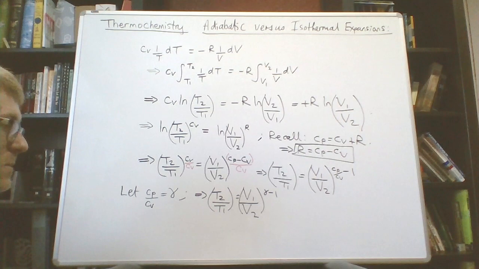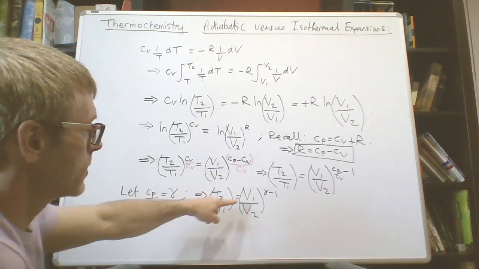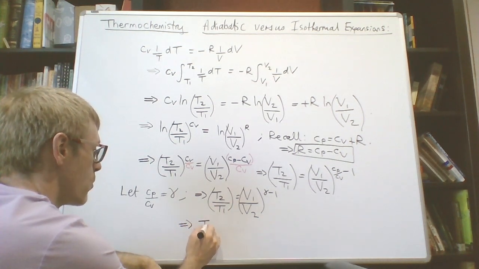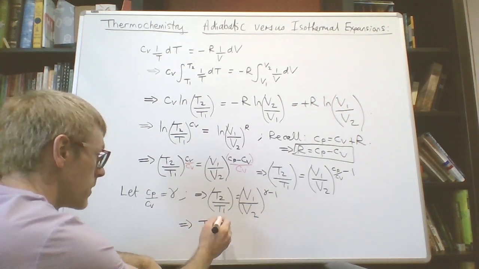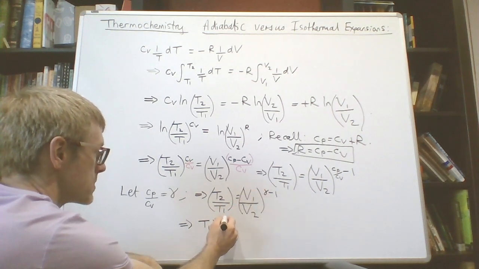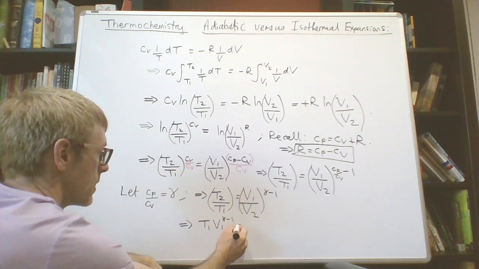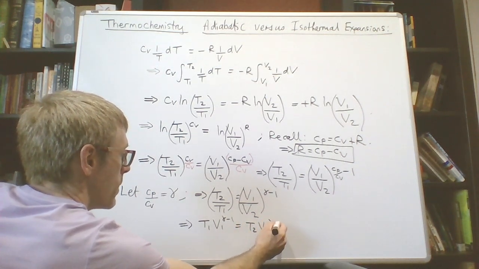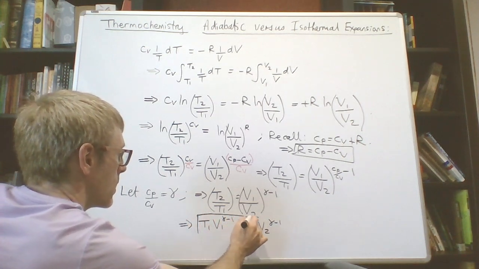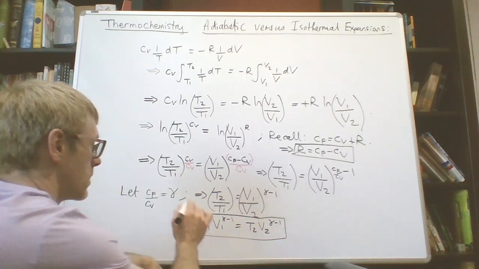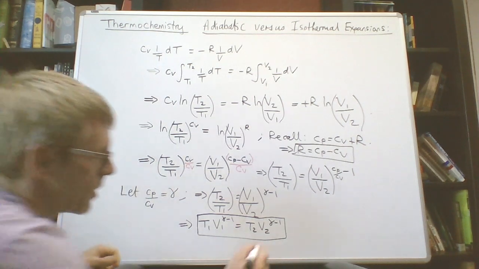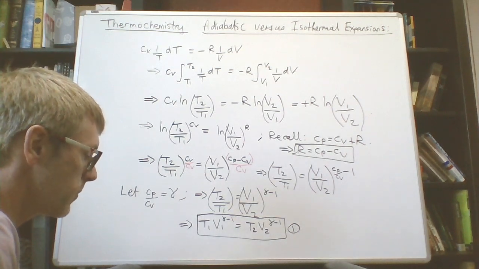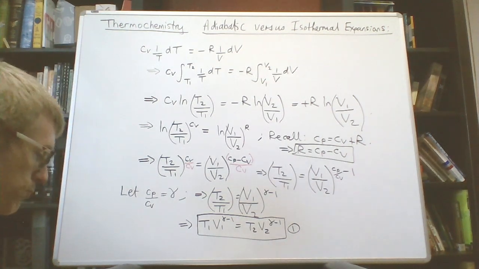And I can rewrite this by bringing the V2 up here and the T1 up there. So I can rewrite this as T1 V1 to the gamma minus 1 is equal to T2 V2 to the gamma minus 1. This is an equation I would expect that you know. It'll be useful, I'm telling you, this is important moving forward. So let's call that equation 1.